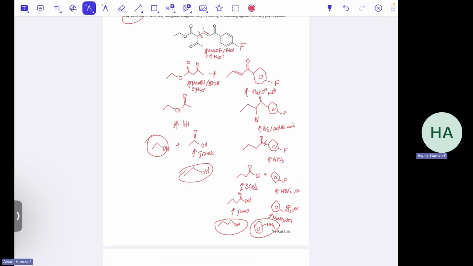Yeah, this isn't decarboxylation. Yeah, that's true, because we're keeping the ester on. Any other questions?